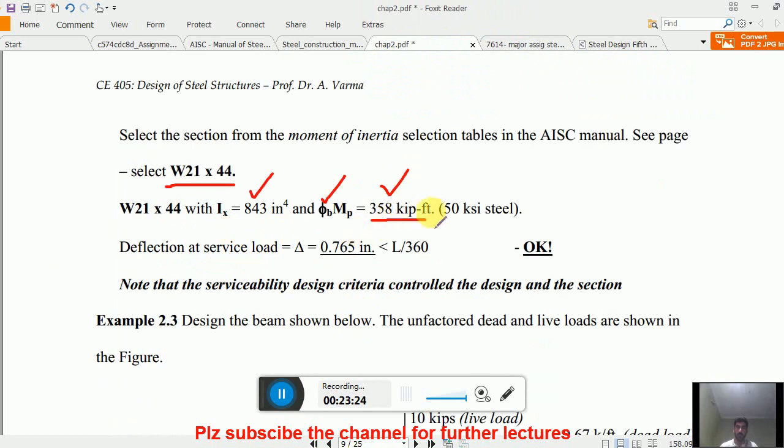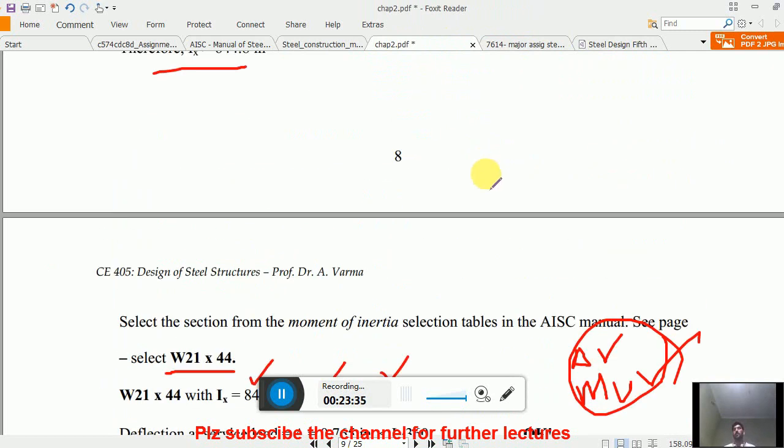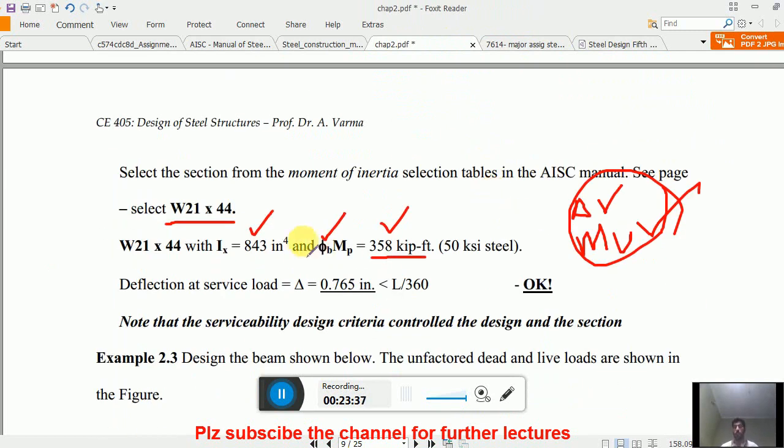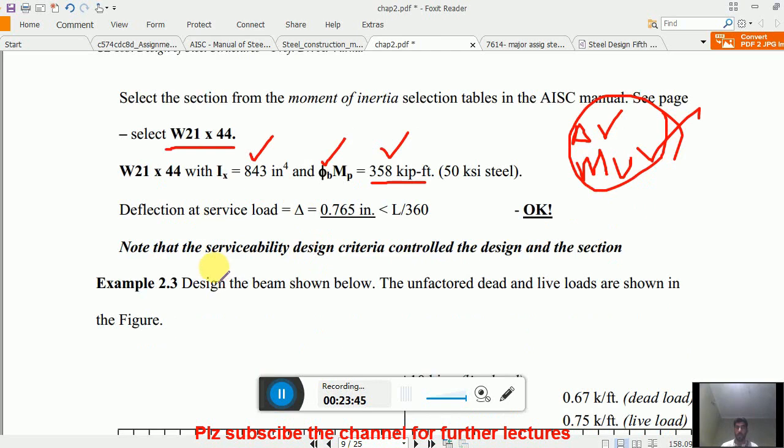So you covered the deflection as well as the moment capacity. That is the approach basically for such kind of questions, that whenever you are dealing with serviceability criteria, you need to come with another approach, not just the approach which we explained in lecture number 1, that is the ZX approach. Note that the serviceability design criteria control the design and the section both. This is important.